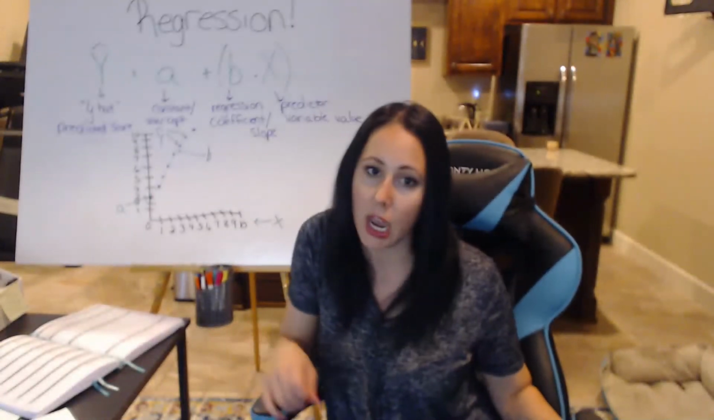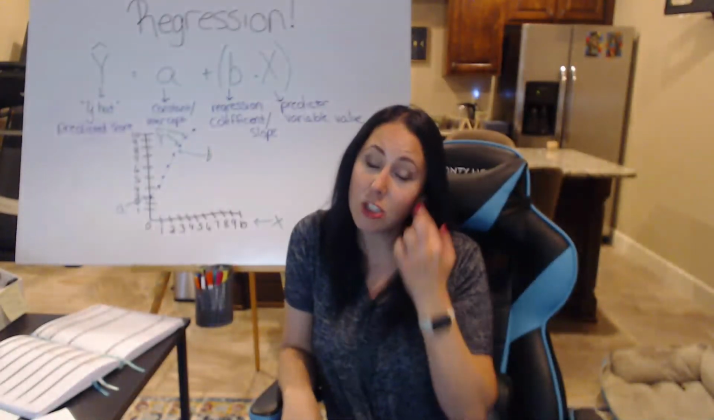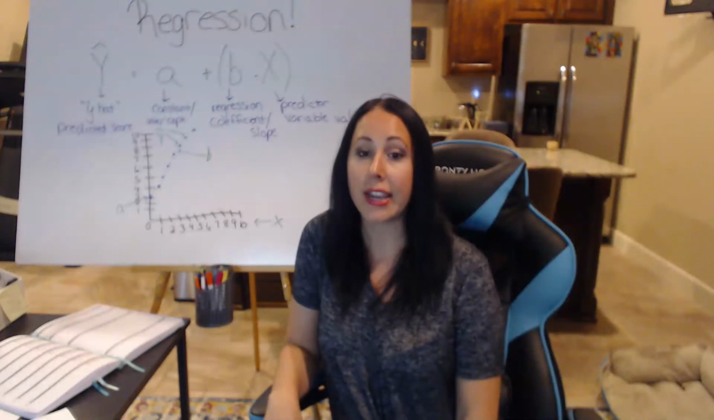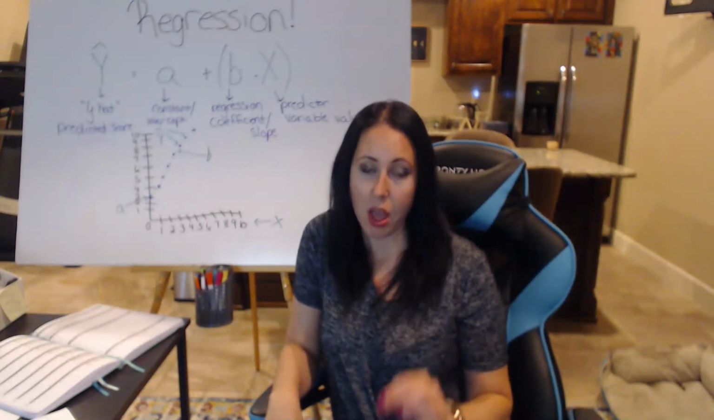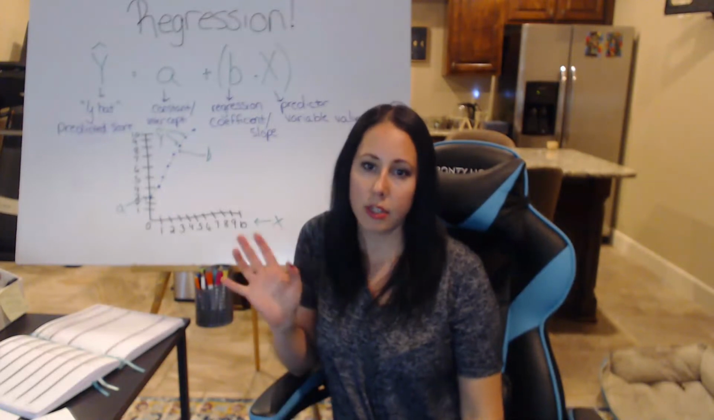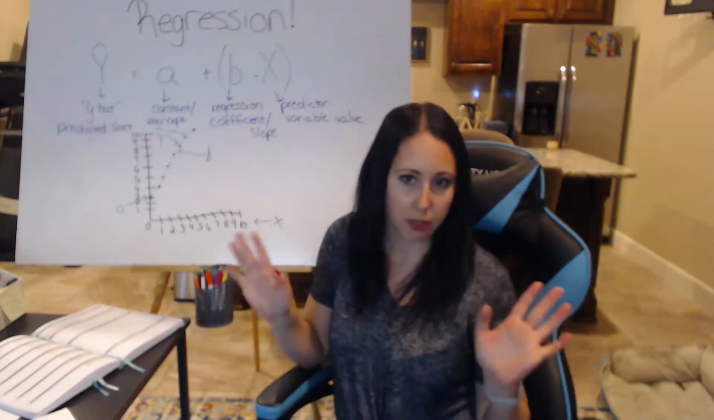Sometimes you'll see it called a criterion variable. Your textbook uses that term a few times. Call it the dependent variable. We're good. Dependent variable.